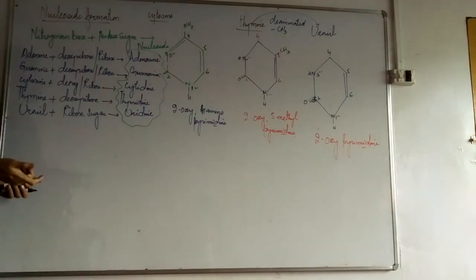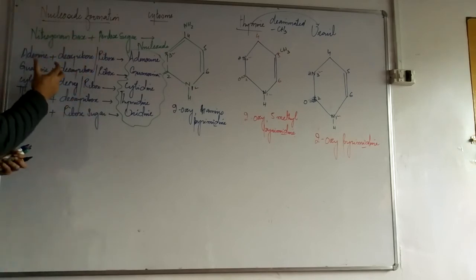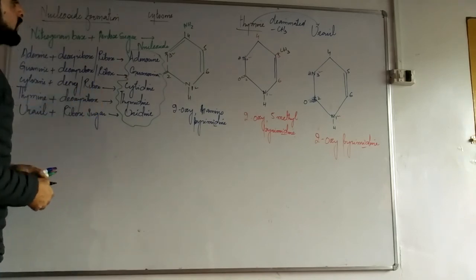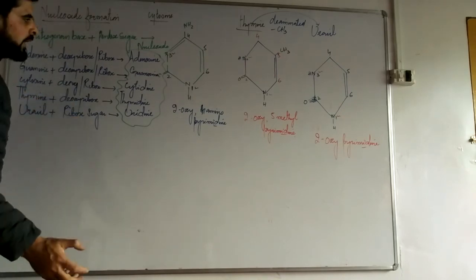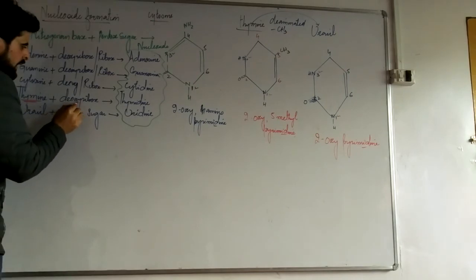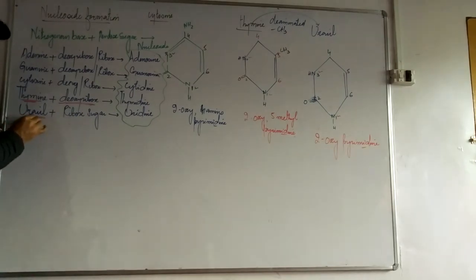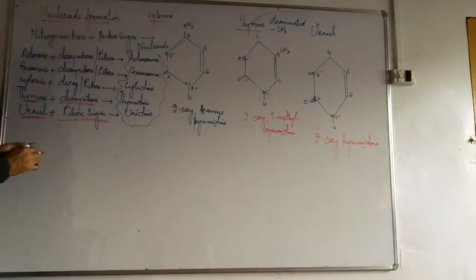So how are the nucleosides formed? The nucleosides are formed when the nitrogenous base combines with the pentose sugar. The sugar may be deoxyribose in case of DNA, ribose in case of RNA, to make these nucleosides. The nucleosides may be adenosine, guanosine, cytidine, thymidine, or uridine. The most important thing to keep in mind is about thymine. Thymine is present only in DNA, so it combines only with deoxyribose sugar. Similarly, uracil is only present in RNA, so it combines only with ribose sugar to make uridine. So this is about nucleoside formation.